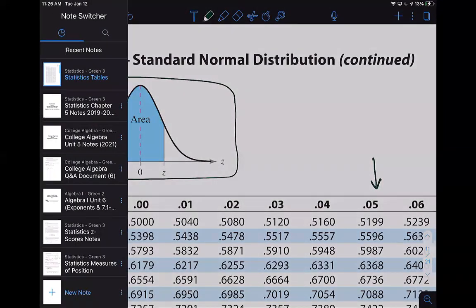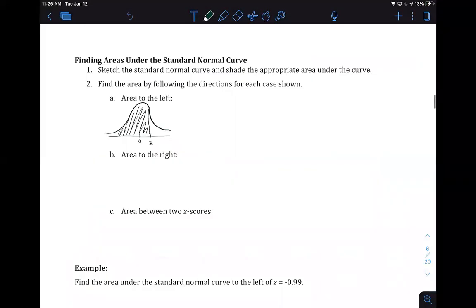So for that first situation, we're just going to look at the table. So look at table 4 or 5. You don't have to do any extra work when you're looking for the area to the left.